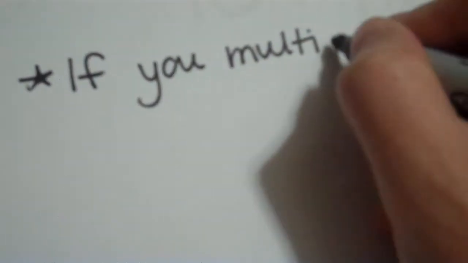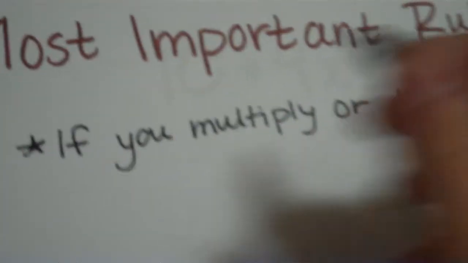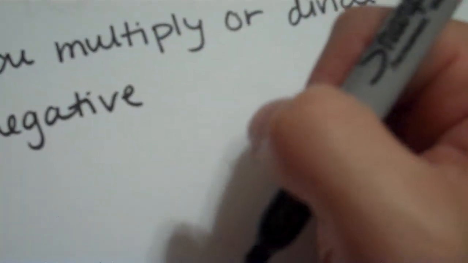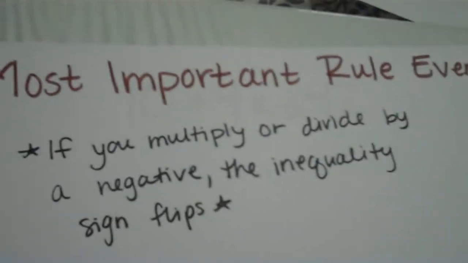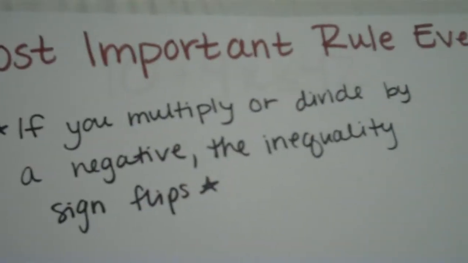If you multiply or divide by a negative, okay? So if you multiply or divide by a negative, what you have to do is the inequality sign flips. That is the only new thing. And also right now it means absolutely nothing to you. So I'm going to break it down for you while we show.